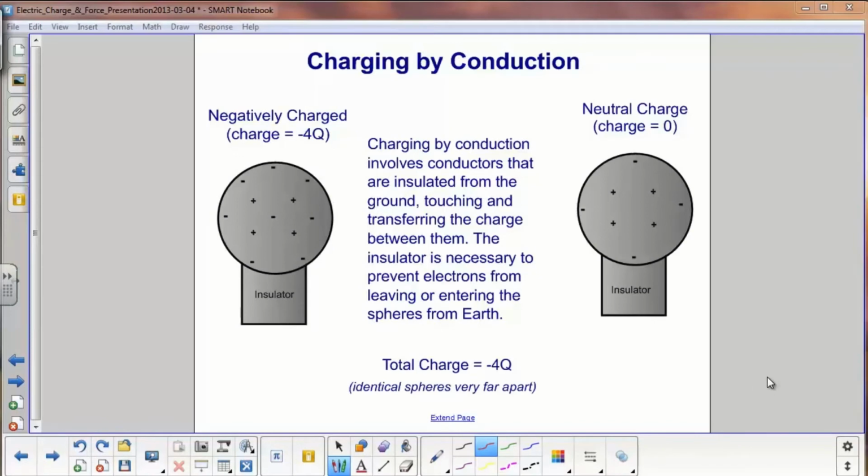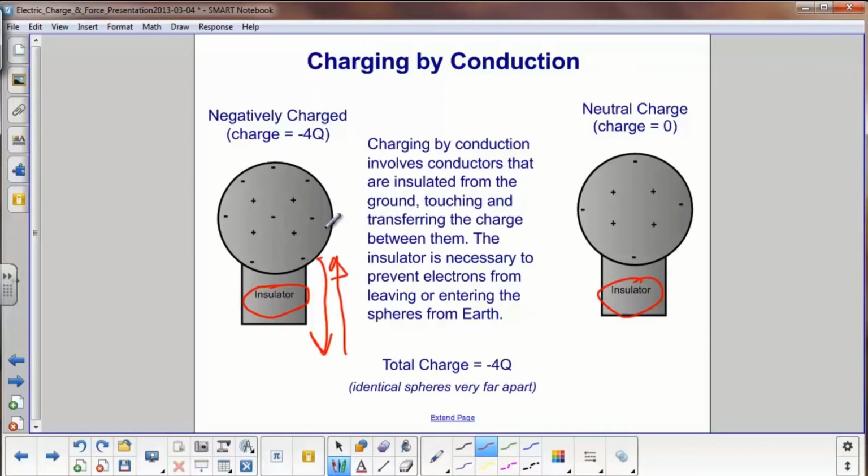Charging by conduction involves conductors that are insulated from the ground. They are touched and charge is transferred between them. We have here the insulator at the bottom. The whole point of this is to prevent any extra charge from going down, any electrons flowing down to the ground, or electrons coming up attracted by a net positive charge.